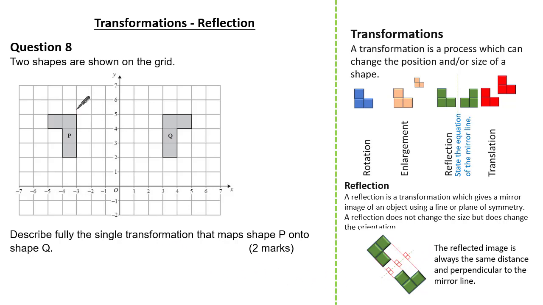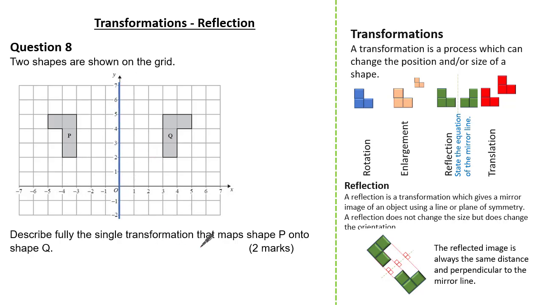Looking at the question, you can see from this vertex to our corresponding reflected vertex, it's 6 squares. So therefore, the equation of the mirror line must be halfway between. We can verify with this vertex and this vertex. So therefore, our mirror line is here.